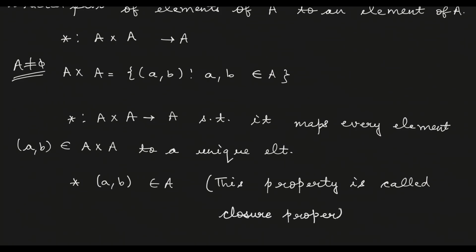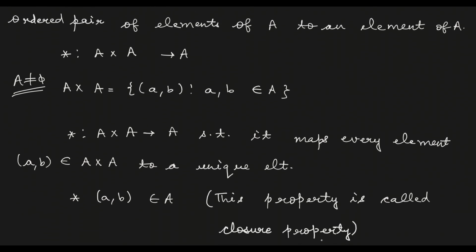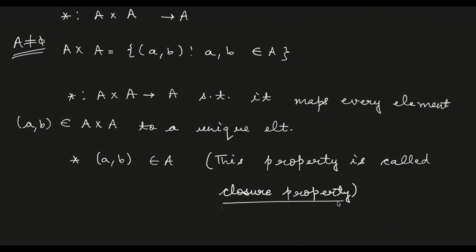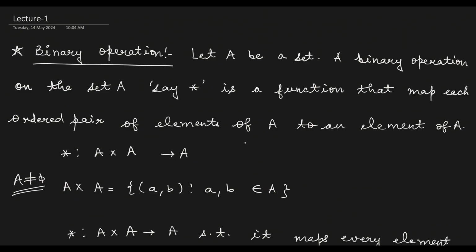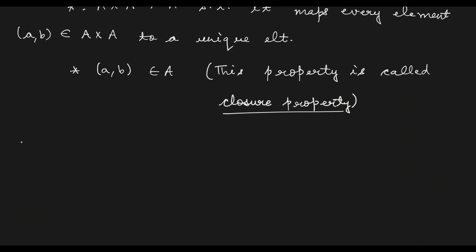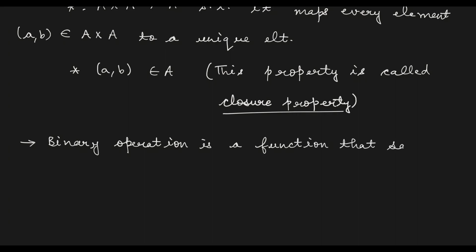Now can you tell me the difference between binary operation and closure property? Basically, binary operation is a function that satisfies closure property.